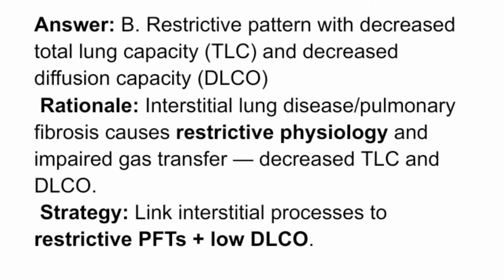Answer: B. Restrictive pattern with decreased total lung capacity, TLC, and decreased diffusion capacity, DLCO. Rationale: interstitial lung disease/pulmonary fibrosis causes restrictive physiology and impaired gas transfer, decreased TLC and DLCO. Strategy: link interstitial processes to restrictive PFTs plus low DLCO.